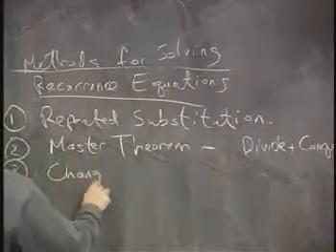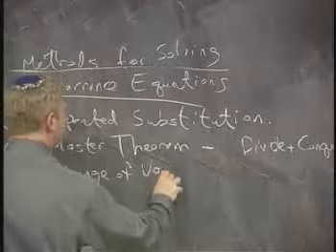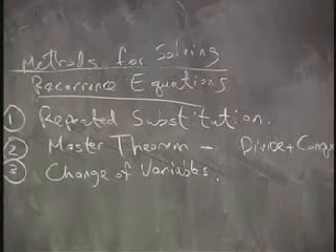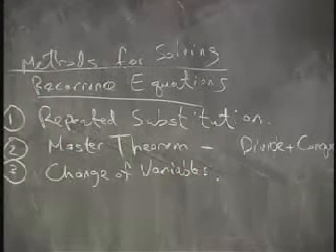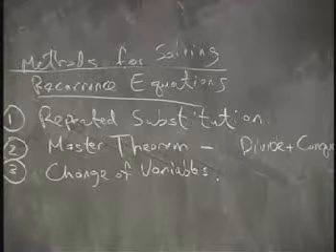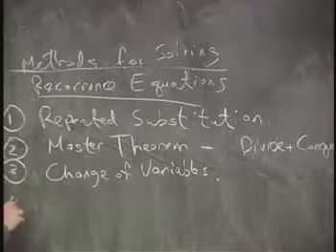A change of variables. Sometimes when you change the variables of a recurrence equation, you take something that looked ugly at first, and then it's something that's a lot easier to work with. You can solve the second thing that you came up with, and then convert it back to a solution in the original thing by reversing the change of variables. And I'll show you a couple examples of that.